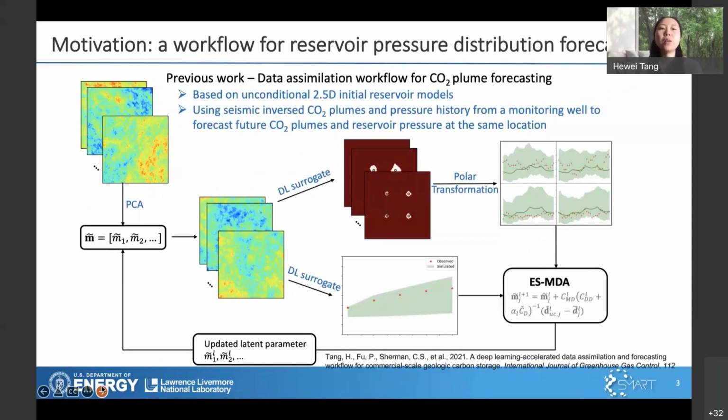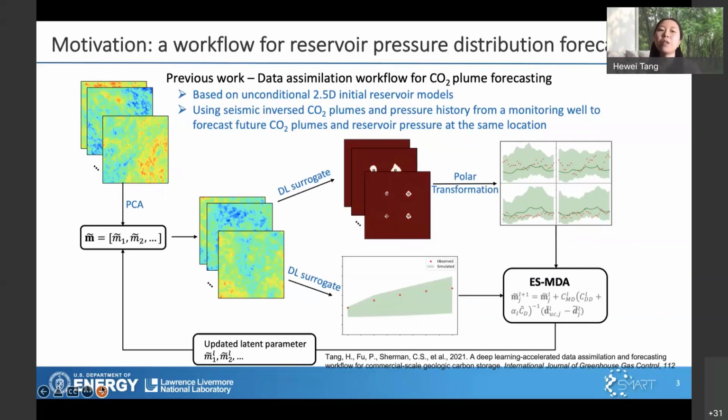Before going into the details of our newly developed workflow, I want to give a quick recap of our previous work. Previously, for Smart Task 4, we developed a data assimilation workflow for CO2 plume forecasting. The main objective of that workflow is to use seismic to invert the CO2 plume, and pressure history from a monitoring well, to forecast future CO2 plumes and reservoir pressure at the same location.